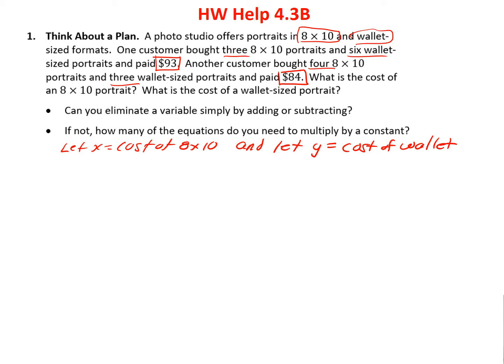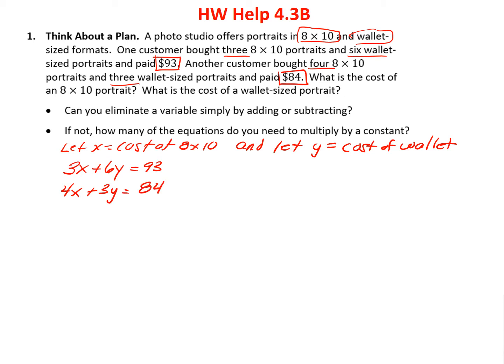So the first customer bought 3 8 by 10s. So they would have 3 times whatever the 8 by 10s cost, and then they bought 6 of the wallets, so 6 times y, and those added up to $93. The second customer bought 4 8 by 10s and 3 wallets, and that added up to $84. So there's our two equations.